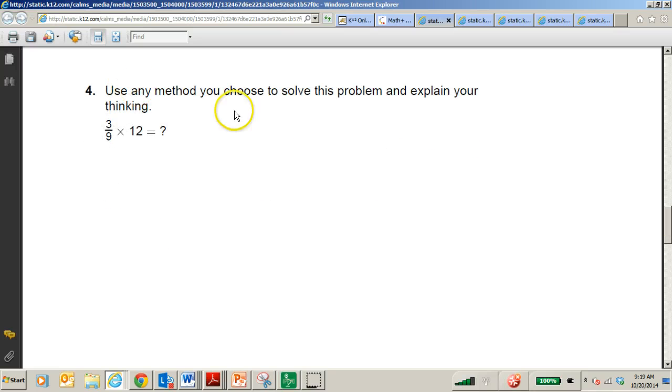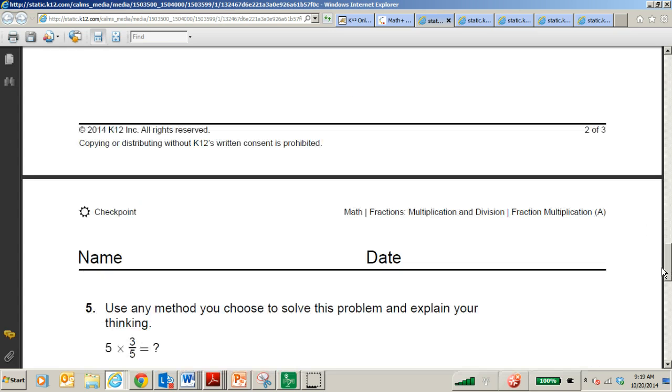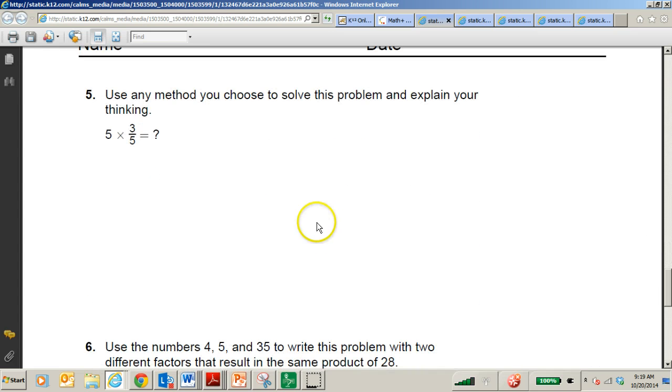And here it says use any method you choose to solve this problem and explain your thinking. I can automatically see that 3/9 can be simplified because I know that 3 and 9 are both divisible by 3. So I could reduce that to 1/3, which would be much easier to calculate with. And then lastly, here's another one. It says use any method you choose to solve this problem. We want 5 times 3/5. So if you have 5 groups, but you only want 3 of the 5, how many are you going to have?